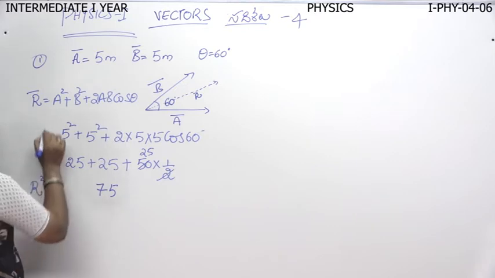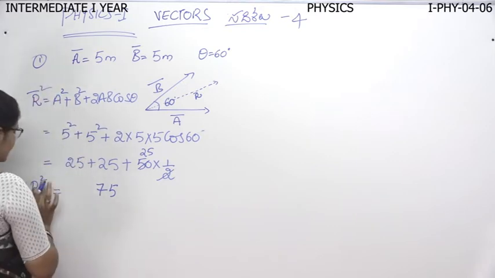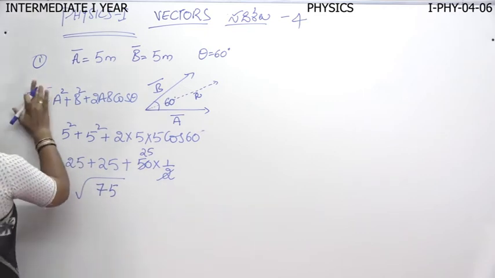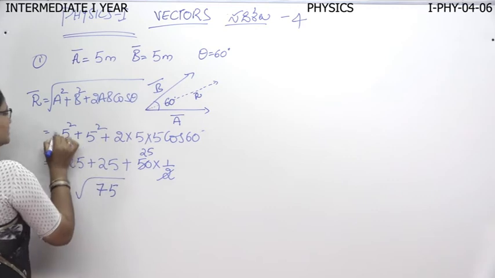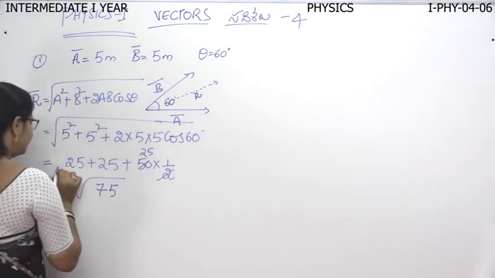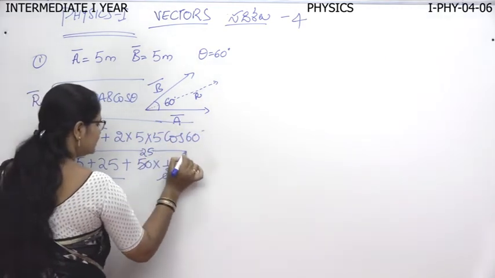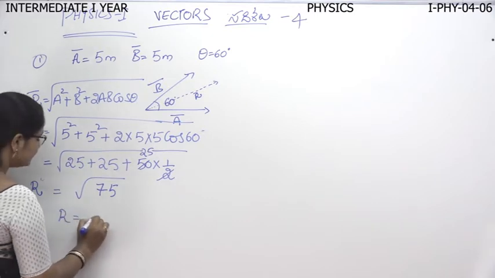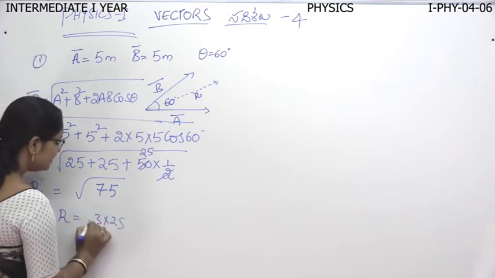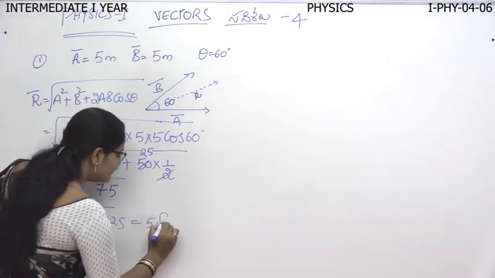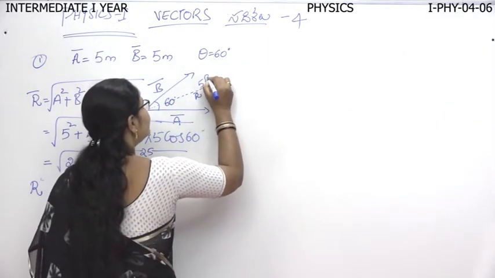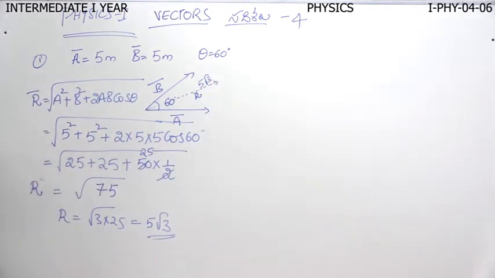So what is R? Under root. Or else, you can directly take the under root here itself so that you can remember this is a formula. So this is your problem. Now this can be further written as R is equal to the square root of 3 into 25. This is nothing but 5 root 3. So what is the resultant vector, students? 5 root 3.